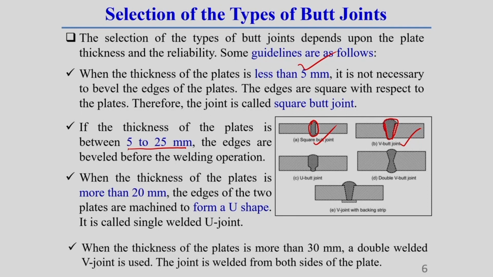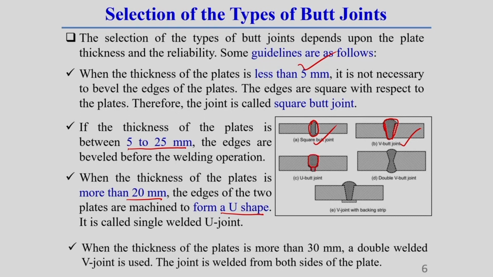Another thing you can keep in mind: when the thickness of the plate is more than 20 millimeter, then the edges of the two plates are machined to form a U shape. That means once the thickness of the plate goes above 20 millimeter, we can use U groove type of edge preparation. What I am telling, understand? There we can use U groove type of edge preparation.